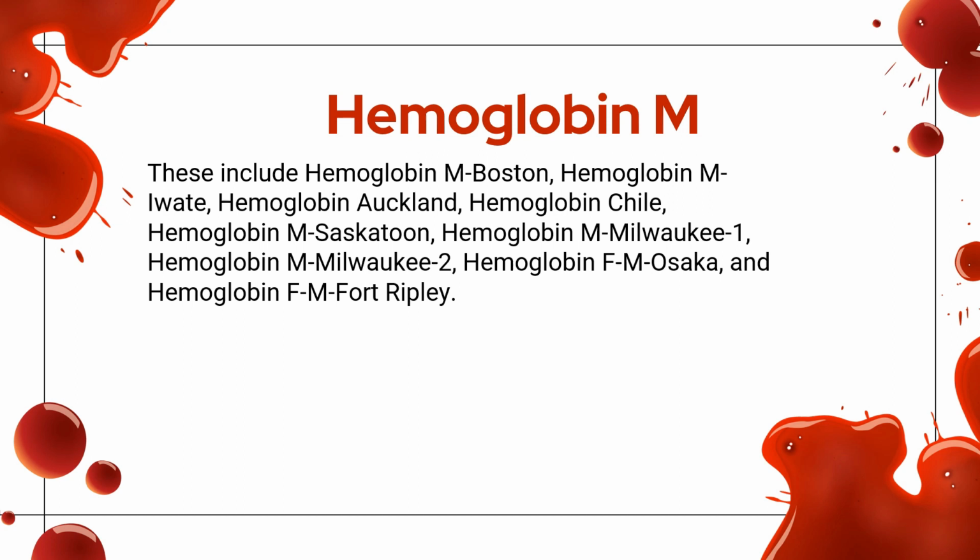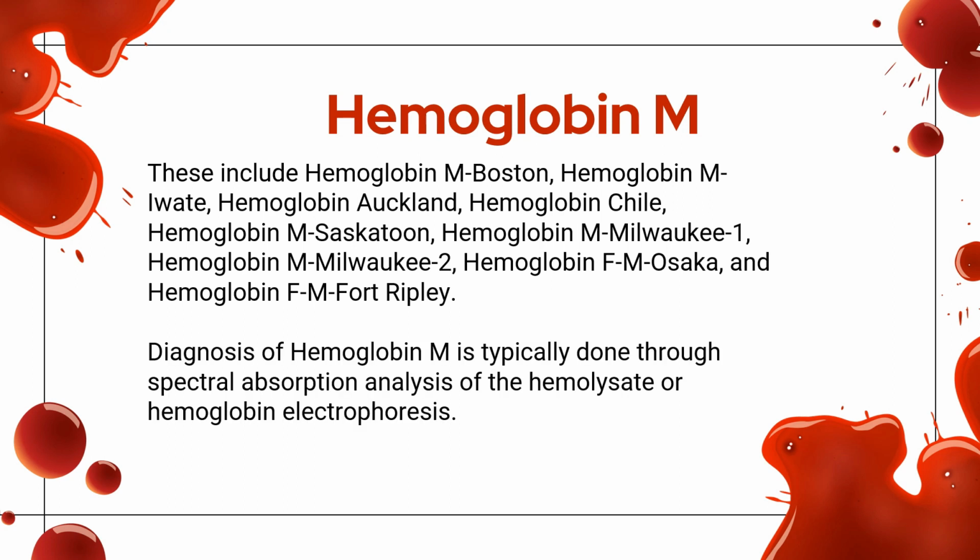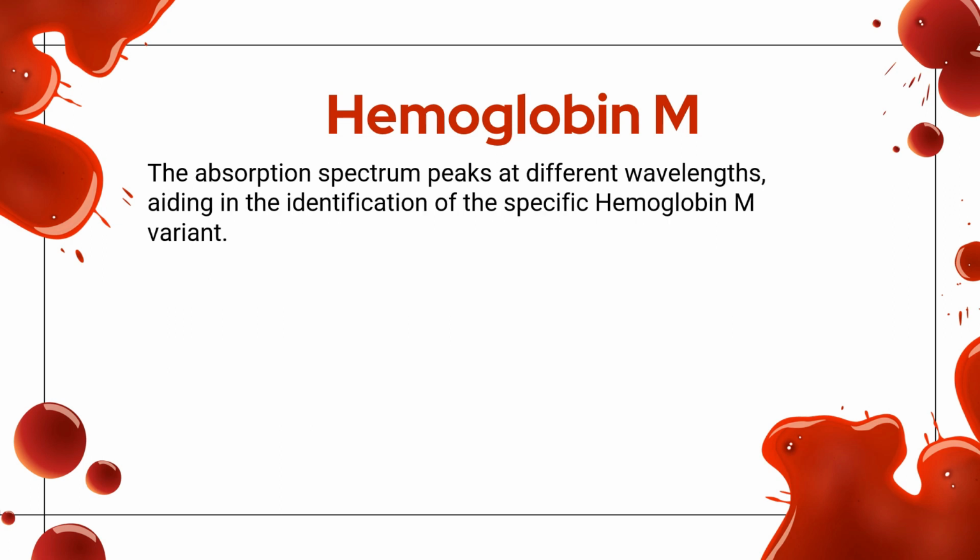These include hemoglobin M Boston, hemoglobin M Iwate, hemoglobin M Auckland, hemoglobin M Chile, hemoglobin M Saskatoon, hemoglobin M Milwaukee 1, hemoglobin M Milwaukee 2, hemoglobin FM Osaka, and hemoglobin FM Fort Ripley. Diagnosis of hemoglobin M is typically done through spectral absorption analysis of the hemolysate or hemoglobin electrophoresis. The absorption spectrum peaks at different wavelengths, aiding in the identification of the specific hemoglobin M variant.